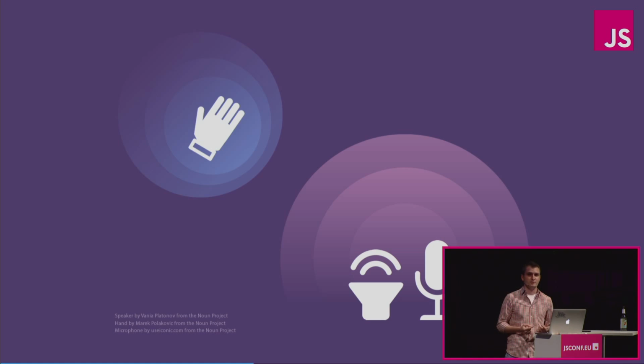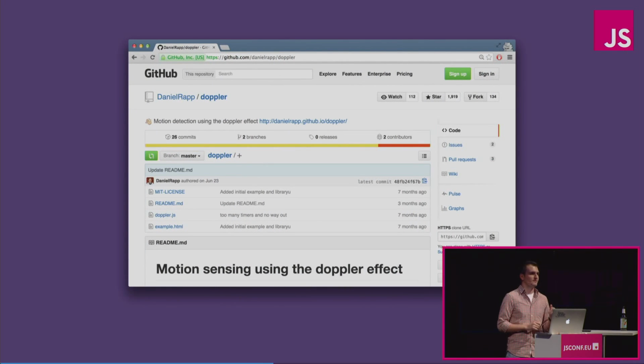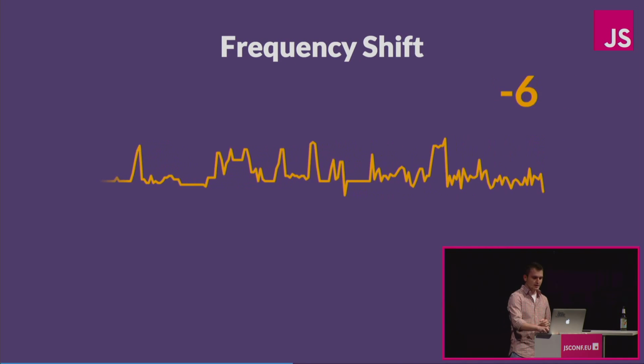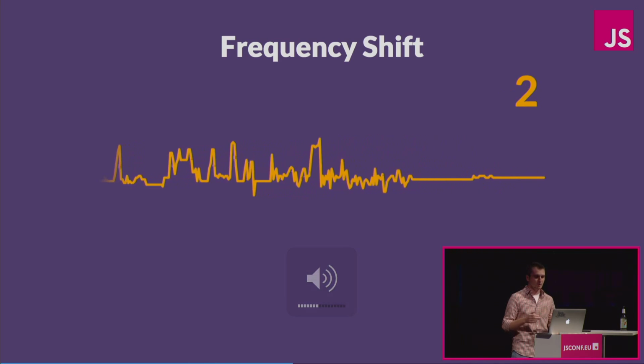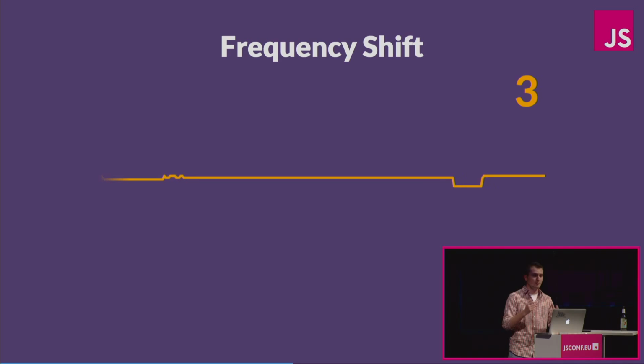And how are we going to do that? We're going to use ultrasound. Daniel Rapp built this very cool small library called Doppler. What Doppler does is it sends out an ultrasound from my laptop speakers, and it's also listening back for the same frequency. What you're seeing on screen right now, once it settles, is actually my laptop emitting around 20 kilohertz sound. You can't hear it, I can hear it, but it's here.